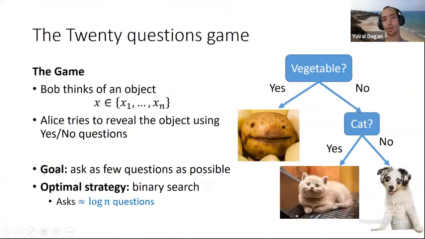This work is about the 20 questions game. Let's start by describing the simplest variant of this game. It is played by two parties, Alice and Bob, where Bob thinks of some object from a finite set, and Alice's goal is to reveal this object using yes-no questions. Here you can see a strategy of Alice, and Alice wants to ask as few questions as possible. In this simple variant, the optimal strategy will ask log n questions, and this is achieved using a simple binary search.